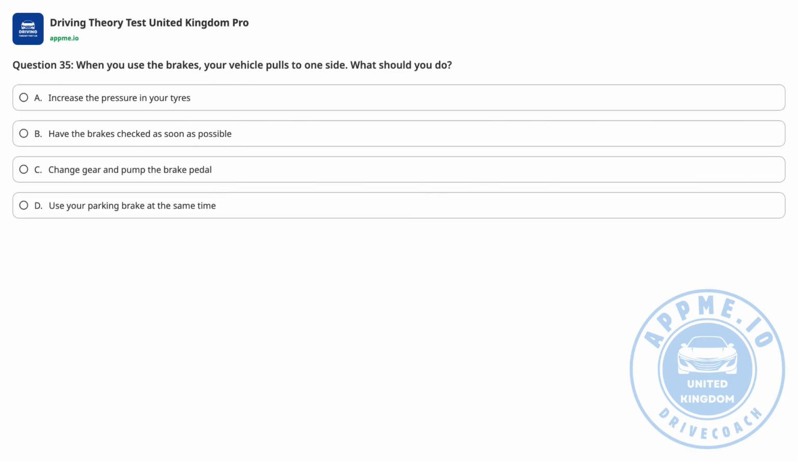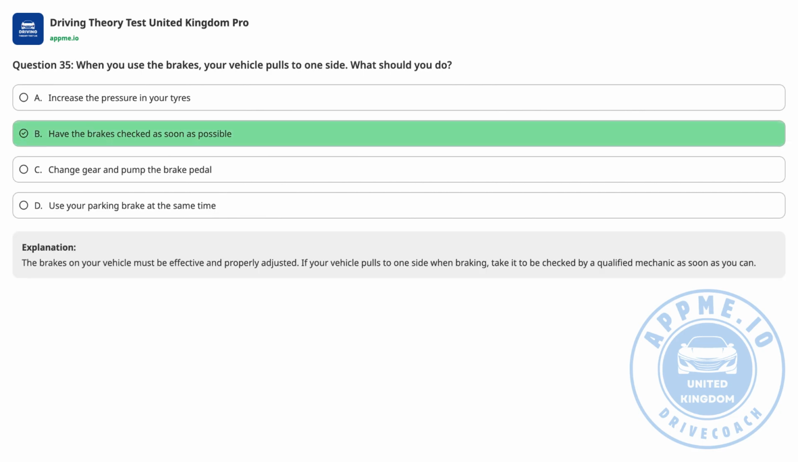Question 35. When you use the brakes, your vehicle pulls to one side. What should you do? A. Increase the pressure in your tires. B. Have the brakes checked as soon as possible. C. Change gear and pump the brake pedal. D. Use your parking brake at the same time. The correct answer is B.